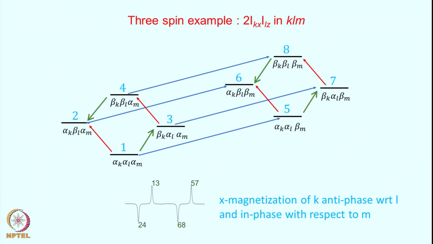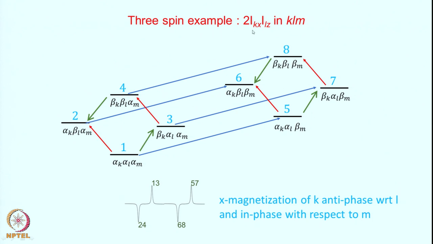The transitions accordingly are K transitions, L transitions and M transitions. The ones which connect from this group to this group are all the M transitions. The ones within this group are the K and L transitions, and that is indicated here by different colors. So we can understand what these represent. The arrows indicate what sort of spectra you will get when you actually measure the spectra of the 3 spin system. We have seen earlier that for in-phase magnetization of the K spin we have 4 lines which are in phase, and similarly for the L spin and for the M spin.